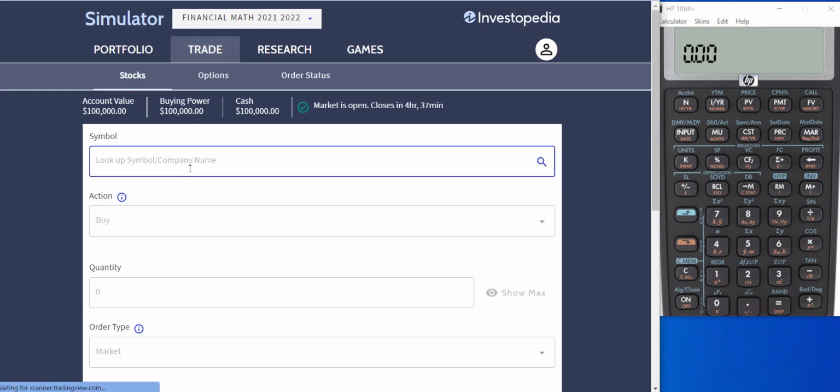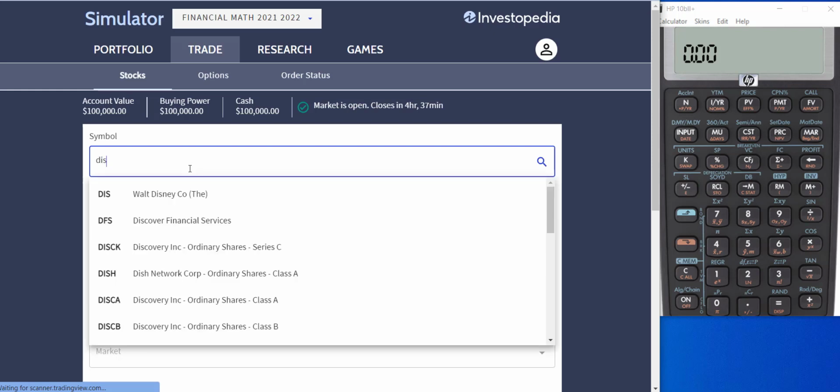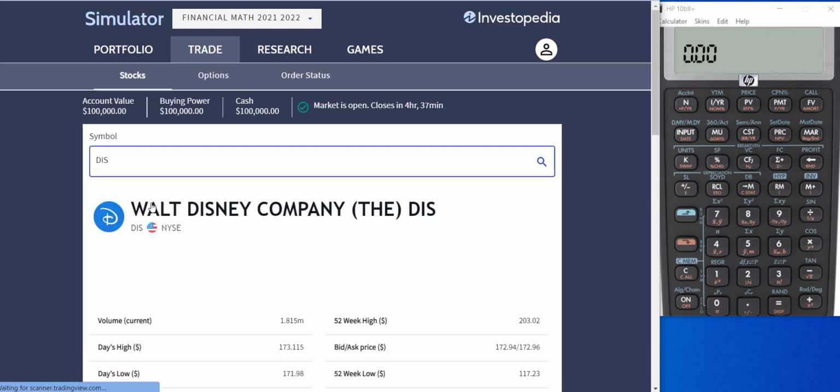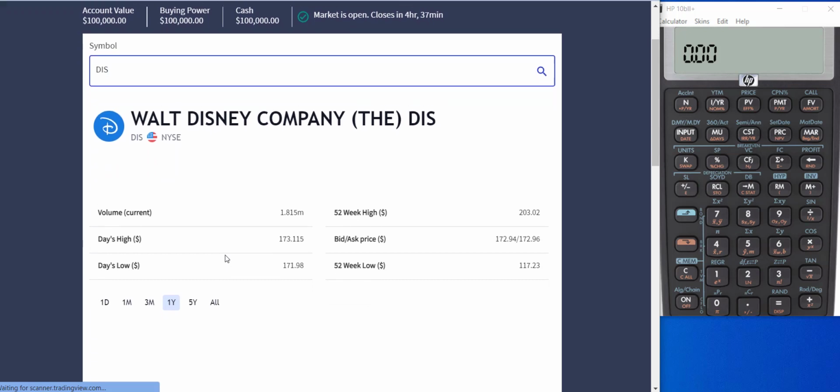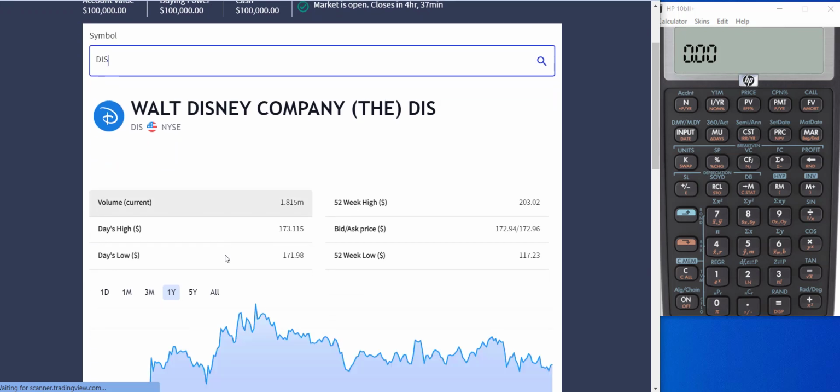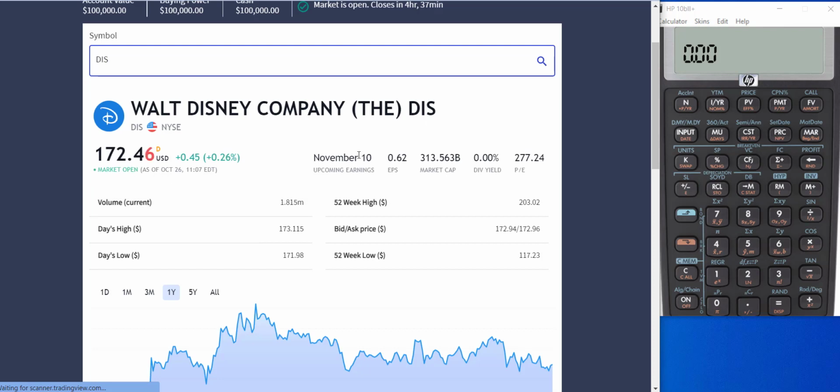So I want to look at Disney. And so I typed in the ticker symbol, DIS, but you could have also typed in the name of the company. And it's going to bring me to what's currently happening with the market with it. The volume shows you how much it's actually trading. They have an earnings report coming up on November 10th. That's when big changes happen. It could drop that day, or it could go up heavy that day, or it could stay the same depending on what the earnings report says.